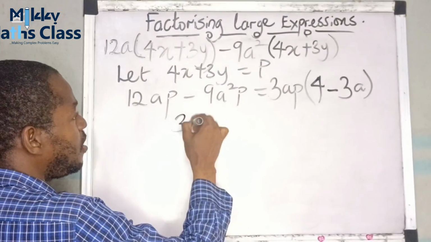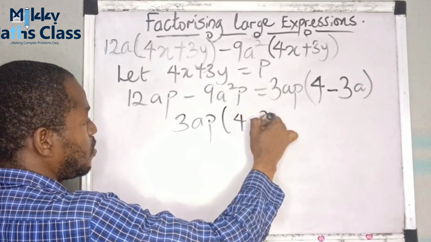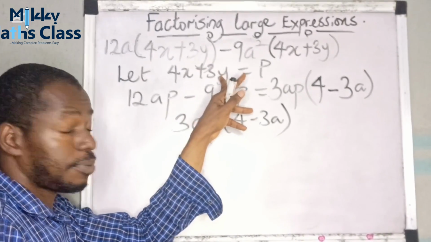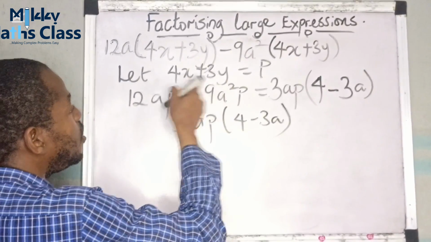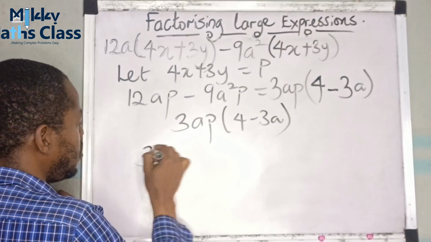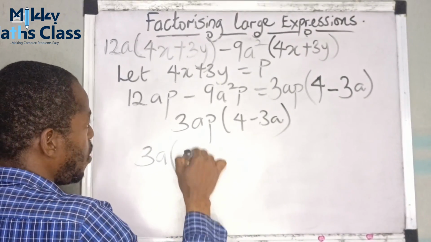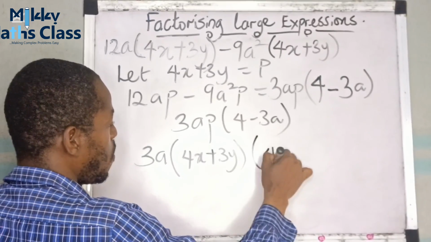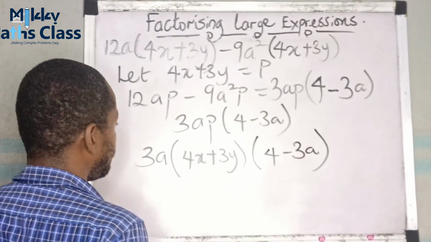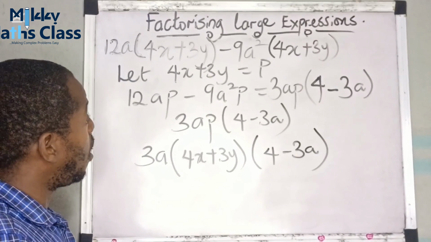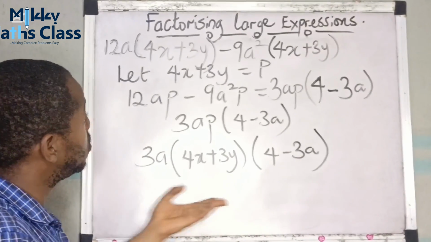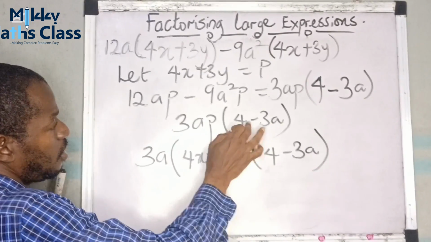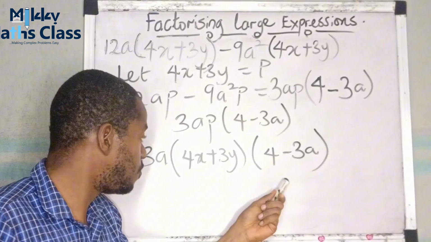Now, from here, we can proceed. So we have that this is 3ap into bracket 4 minus 3a. Remember, we said that p is what? 4x plus 3y. So wherever we see p, we impute this. So this becomes 3a into bracket 4x plus 3y into bracket 4 minus 3a. So we have ended up factorizing this large expression.